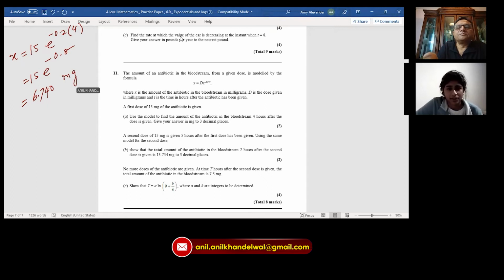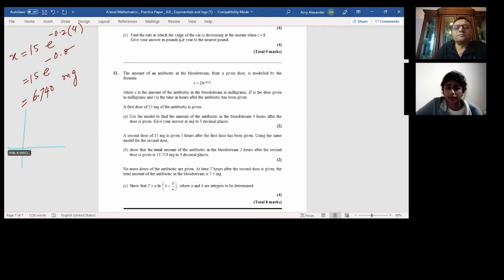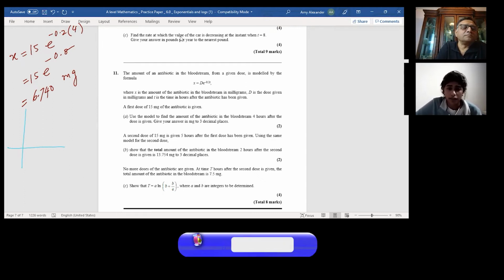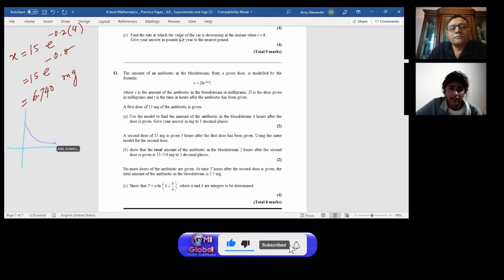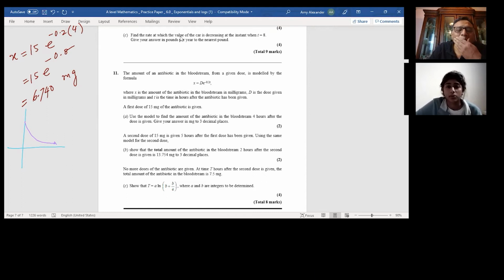Okay. So a second dose of 15 milligrams is given 5 hours after the first dose has been given. Using the same model for the second dose, part B, show that the total amount of the antibiotic in the bloodstream 2 hours after the second dose is given is 13.754 milligrams to 3 decimal places.